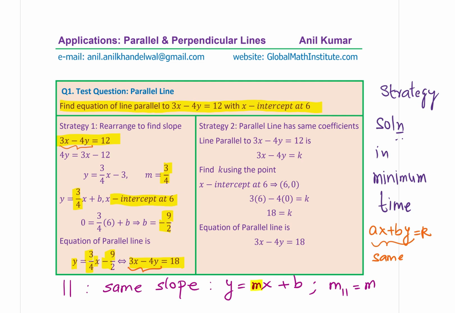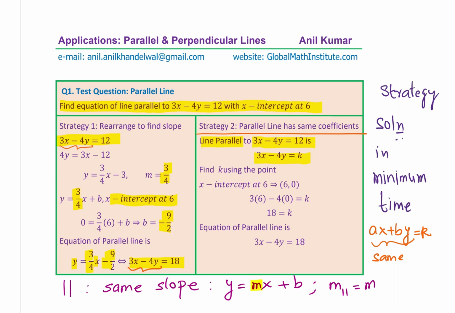So the strategy here is what we need to do. Parallel lines have the same coefficients. So these are a and b, the coefficients of the equation in standard form. They are the same. And therefore, when we are given the equation 3x minus 4y equals 12, we can write another equation 3x minus 4y equals k. These two lines will be parallel. You get the idea. So we need not convert to slope and intercept form. That is what we have learned here.